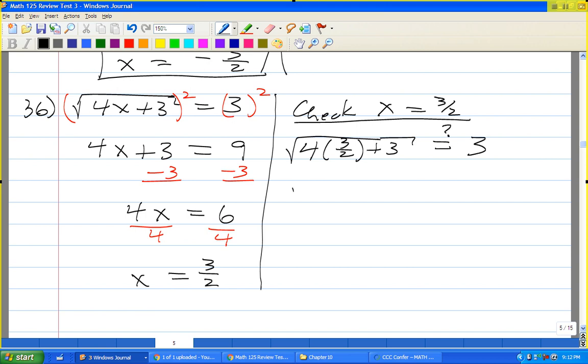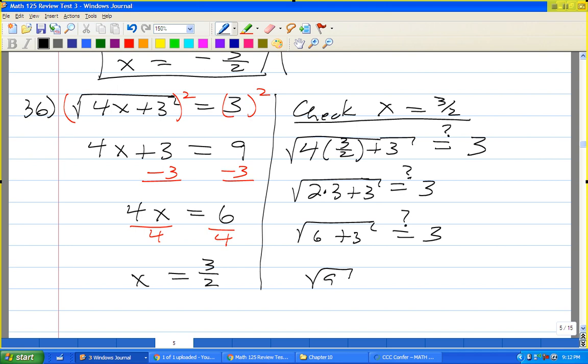4 divided by 2 is 2, times 3, plus 3. Is that equal to 3? 2 times 3 is 6, plus 3 is 9. Is the square root of 9 equal to 3? Yes. And so x equaling 3 halves is a solution.